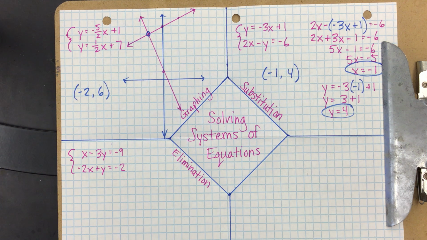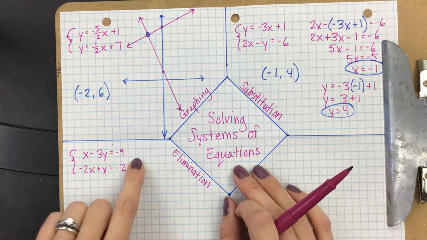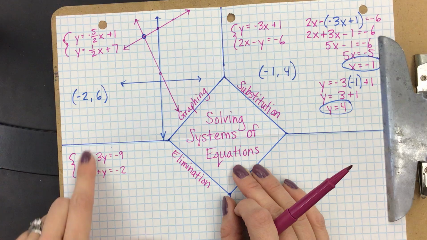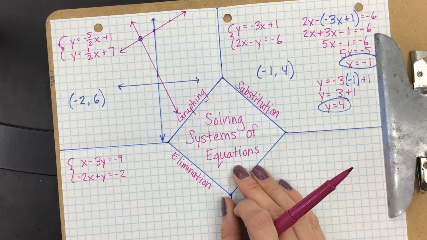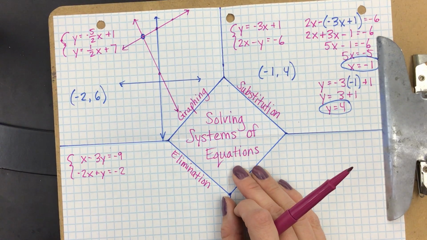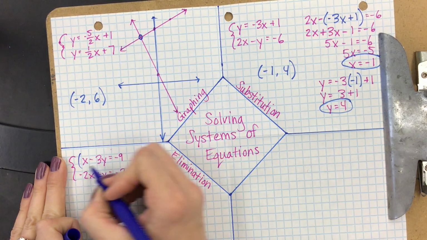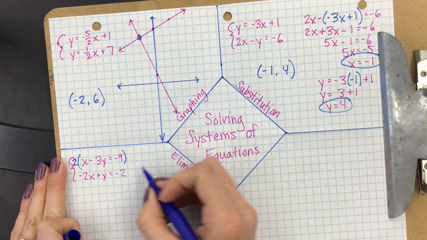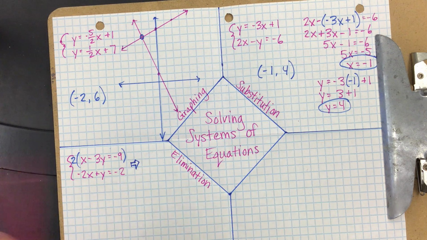And when I'm looking at this system, I have options here. I could multiply the top equation by 2, and then these would cancel each other out. Or I could multiply the bottom equation by 3, and then the y's would cancel out. So let's go ahead. I'm going to just multiply the top equation by 2. But you can multiply by whatever you want as long as it works.